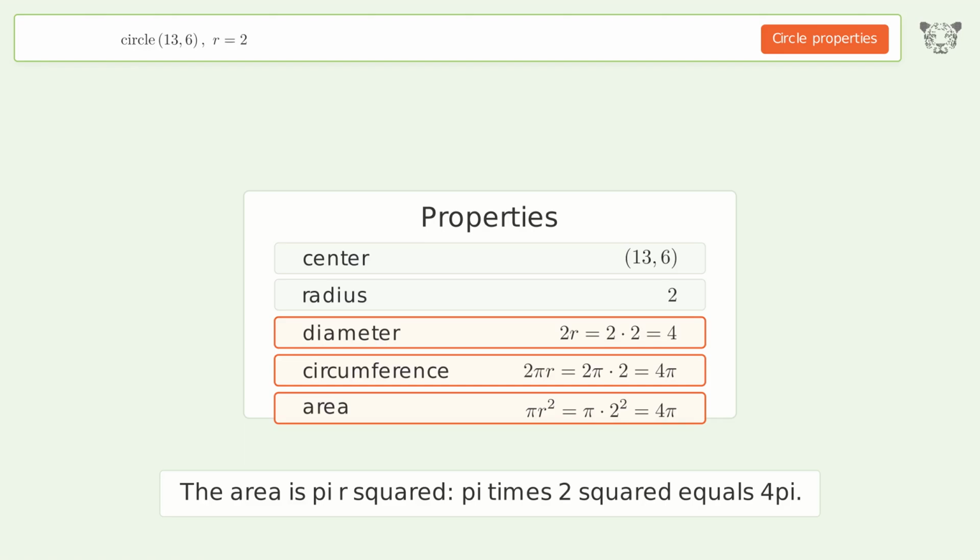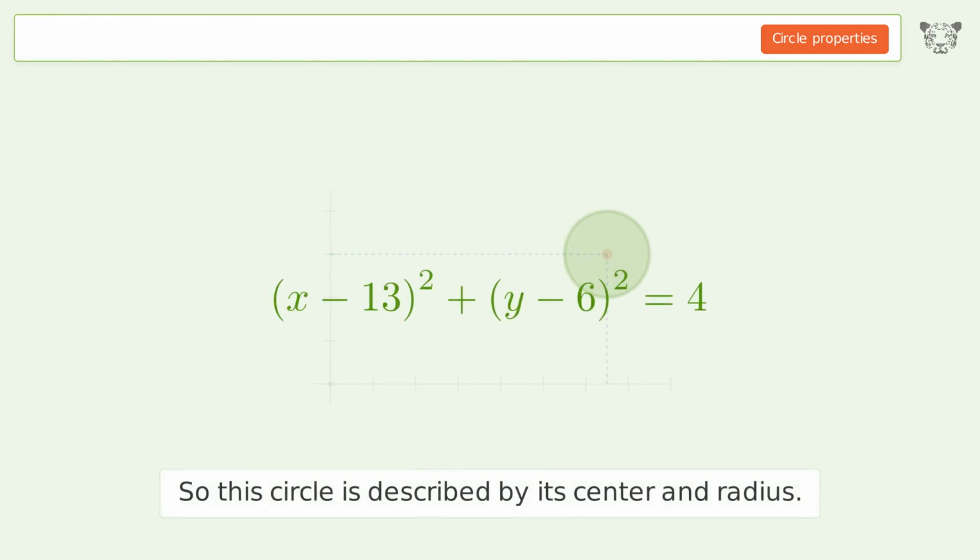The area is pi r squared, pi times 2 squared equals 4 pi. So this circle is described by its center and radius.